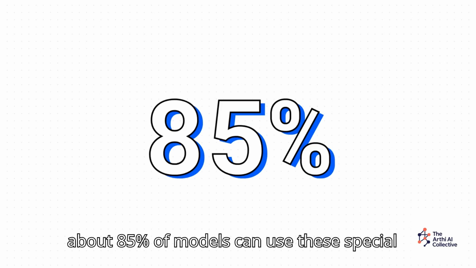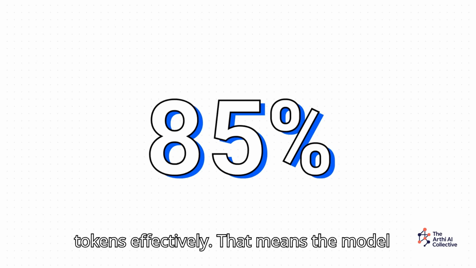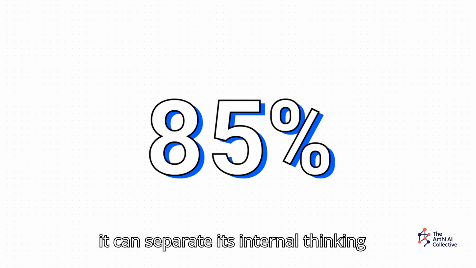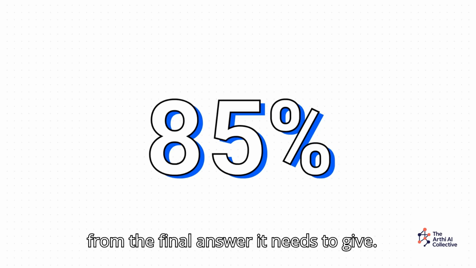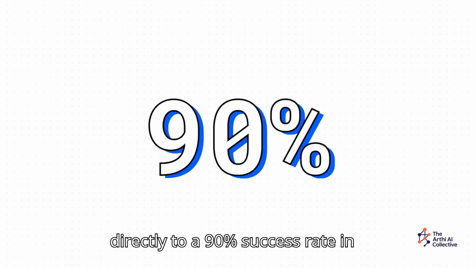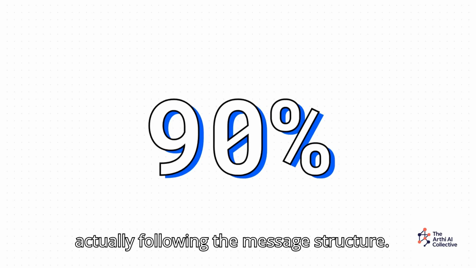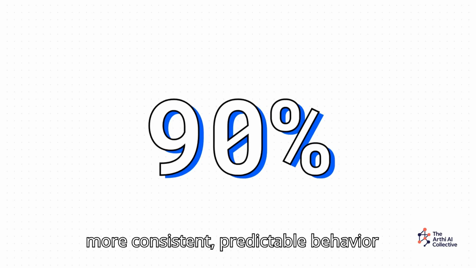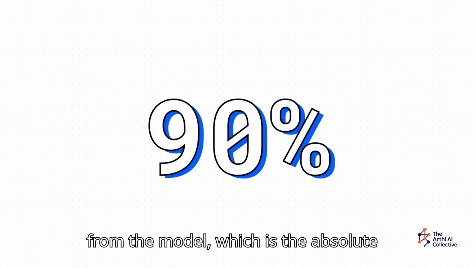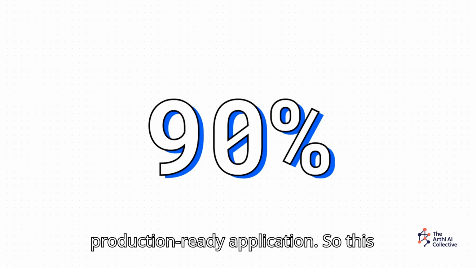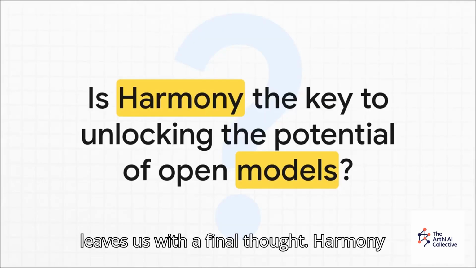The data shows that about 85% of models can use these special tokens effectively. That means the model has a much better sense of context, and it can separate its internal thinking from the final answer it needs to give. And that improved understanding leads directly to a 90% success rate in actually following the message structure. For a developer, that's huge. It means more consistent, predictable behavior from the model, which is the absolute bedrock you need to build a reliable, production-ready application.